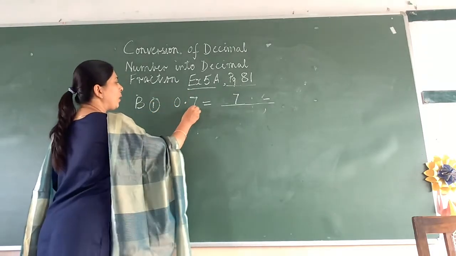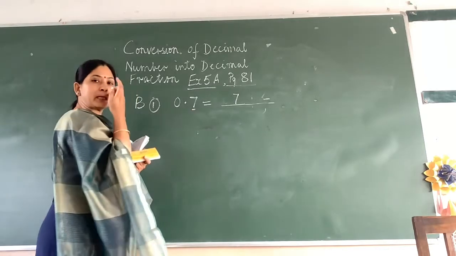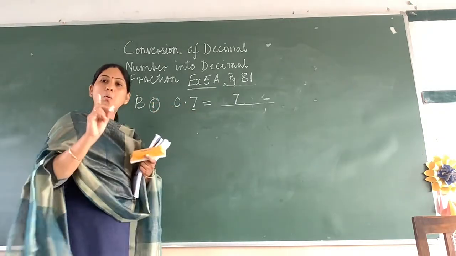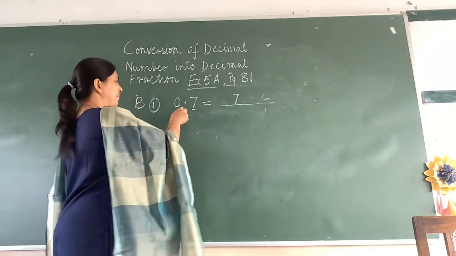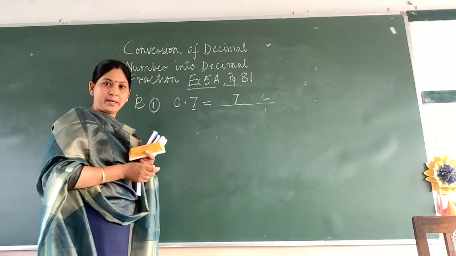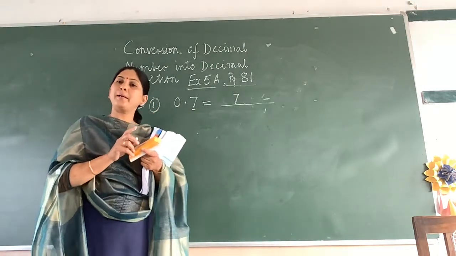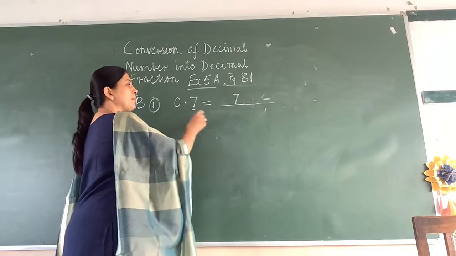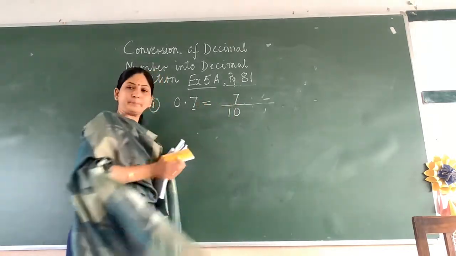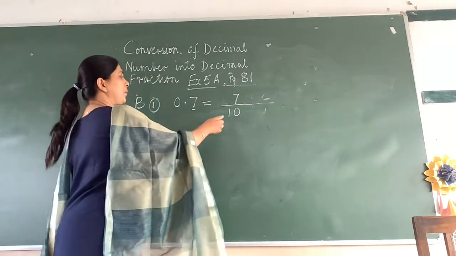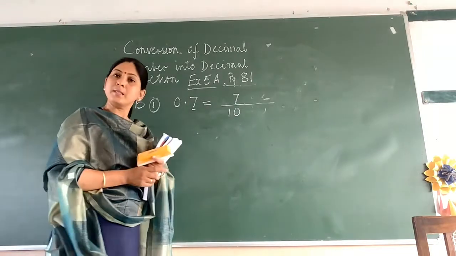Now since there is 1 digit after decimal point, 0.7 has 1 decimal place. That means it has 1 digit after decimal point. So what will be our denominator? Since there is 1 digit after decimal point, our denominator will be 10. Okay? Denominator will contain 1 followed by 1 zero.